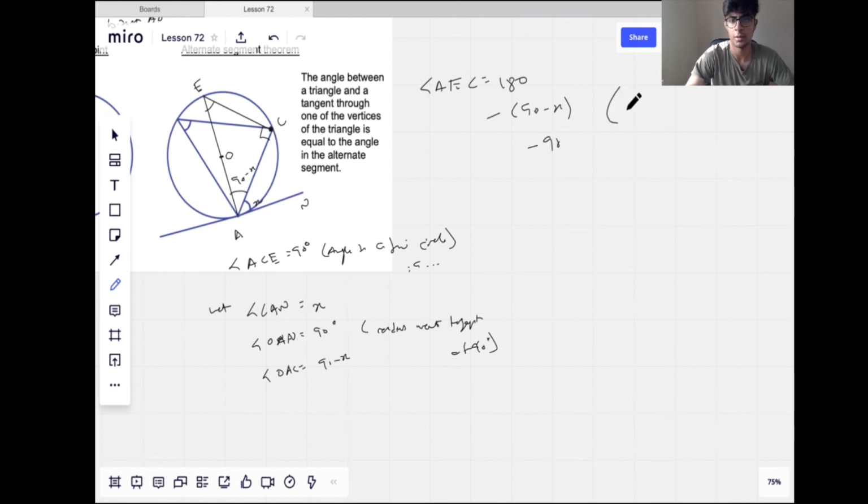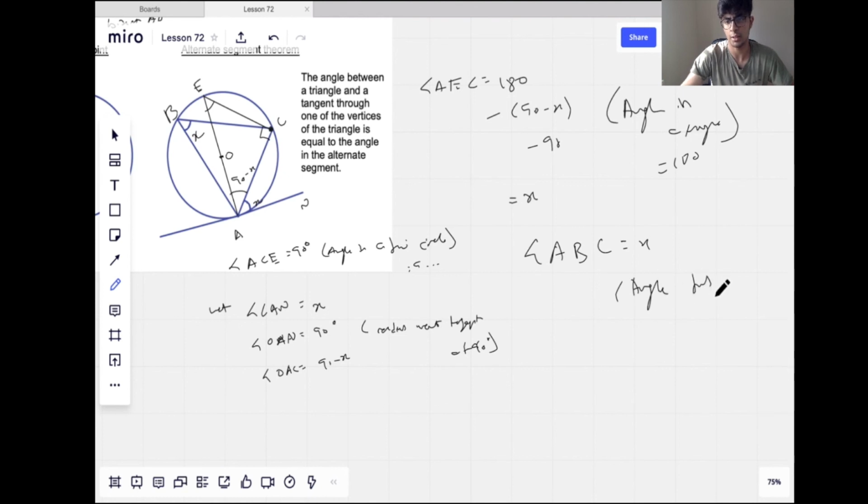The angles in a triangle sum to 180. Of course, again, I'm being a bit quick. So angle AEC is 180 minus (90 minus X) minus 90. That's just X if we rearrange that. And if that's X, we know this here is also X because of angles subtended by the same arc, and we've got the proof now. So this was labeled B before that. So angle ABC is equal to X, angles subtended by the same arc are equal. So there you go, that's the proof for this last one.